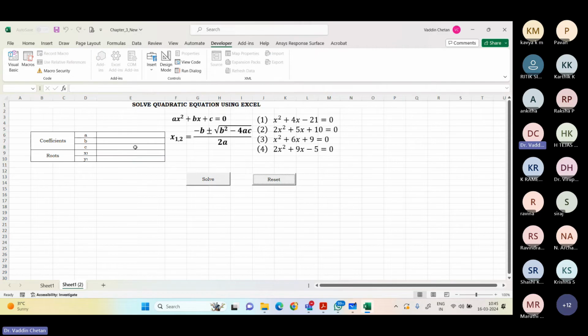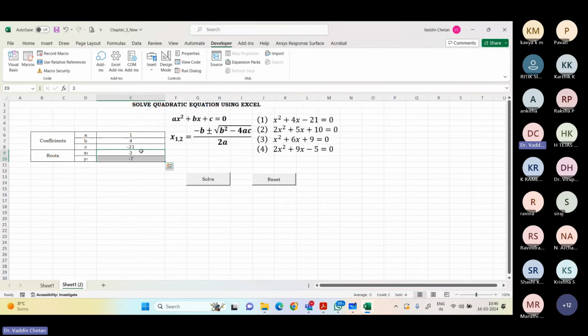So now I will take the first question, that is x square plus 4x minus 21. For x square, the coefficient of a is 1, coefficient of b is 4, coefficient of c is minus 21, right? If you press the solve button, you will get the roots. The two roots are 3 and 7.